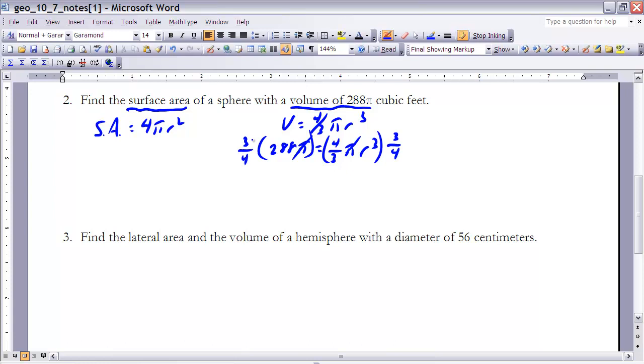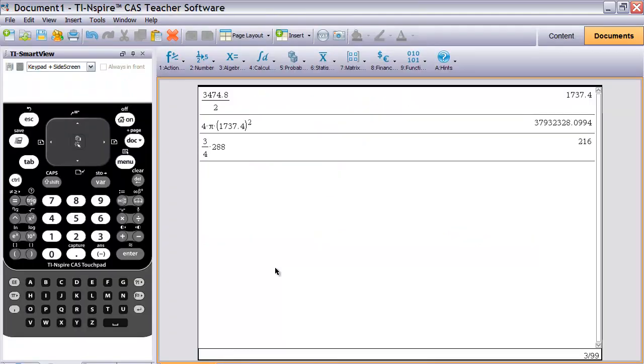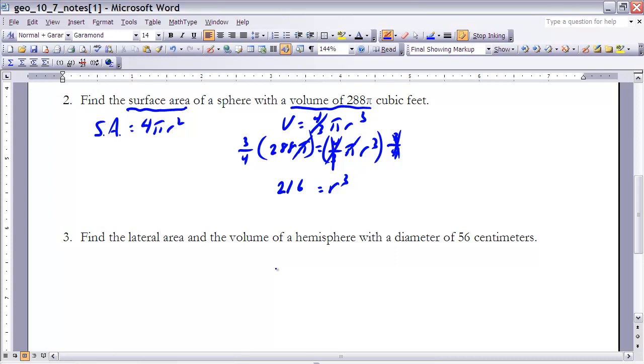If I do that, on this side over here, the 4/3 and the 3/4 are going to cancel out, and I'm left with r cubed. Now on my calculator, I can take 3/4 of 288. And if I do that, I get 216. So that leaves me with the radius cubed being equal to 216.